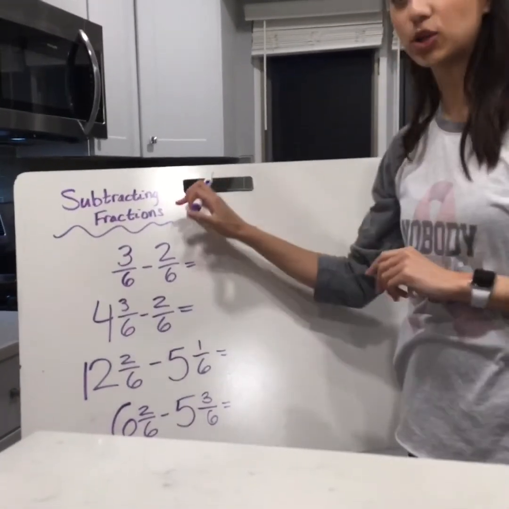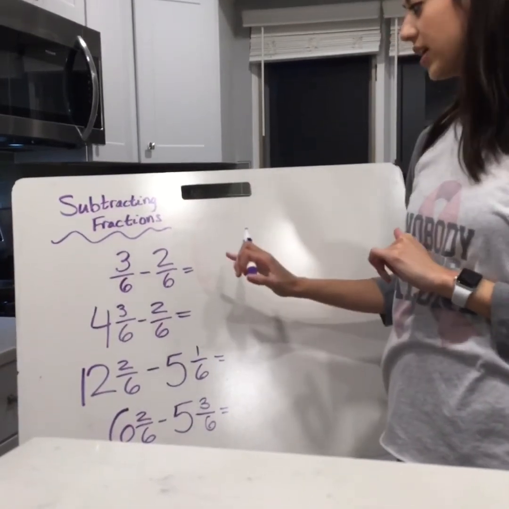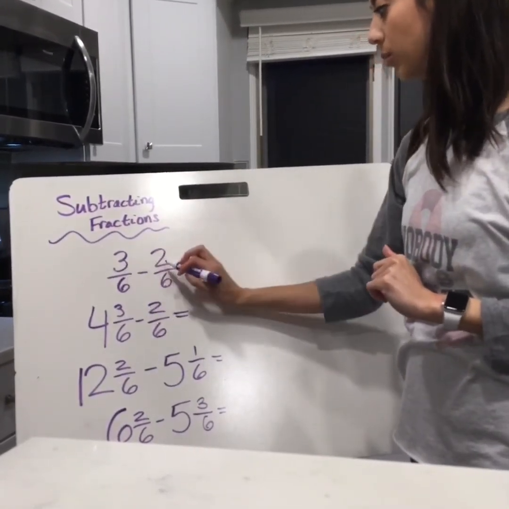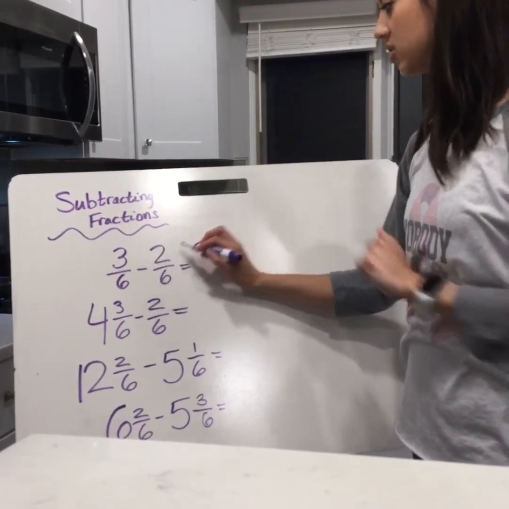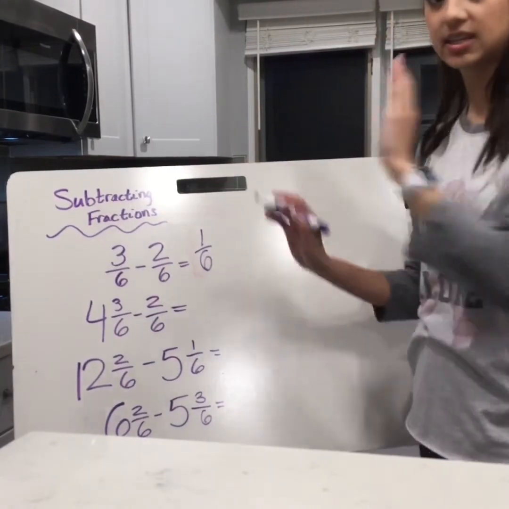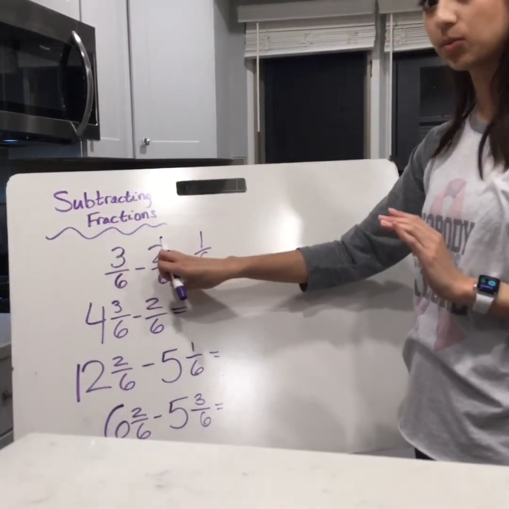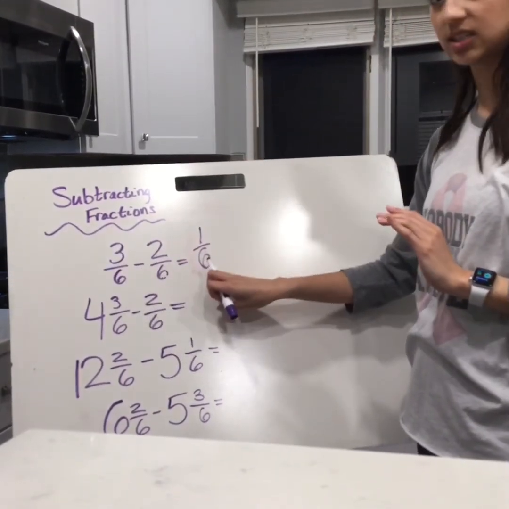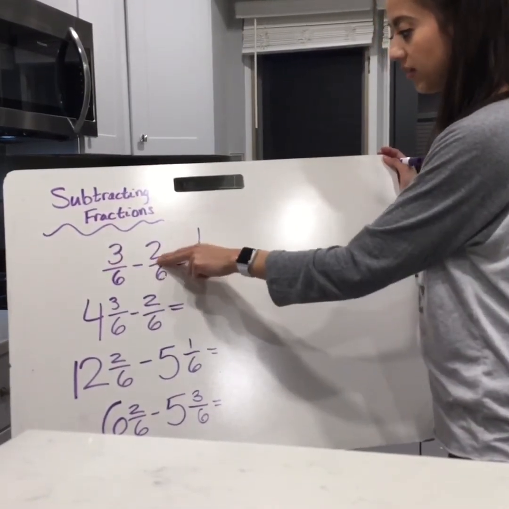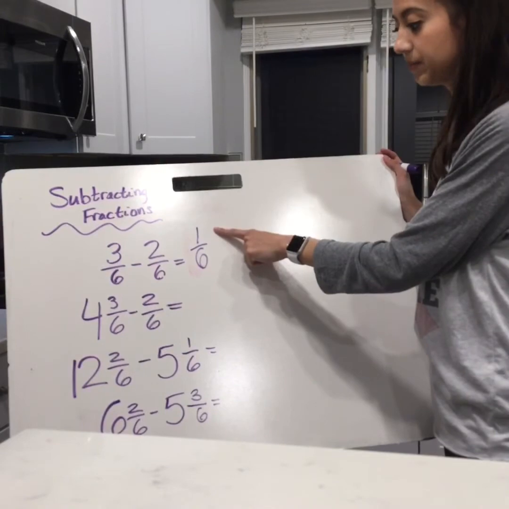Next, we're going to learn about subtracting fractions. And subtracting fractions is similar to adding fractions, where we only focus mostly on the numerator. So 3 minus 2 is 1, and the denominator stays the same. It is that simple. You just subtract the numerators, and the denominator should stay the same. Remember to think, if I have 3 and you take 2 away from me, how many will I have left?